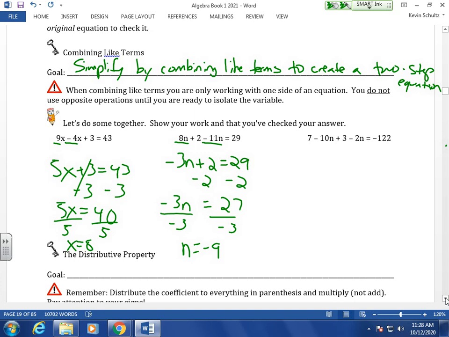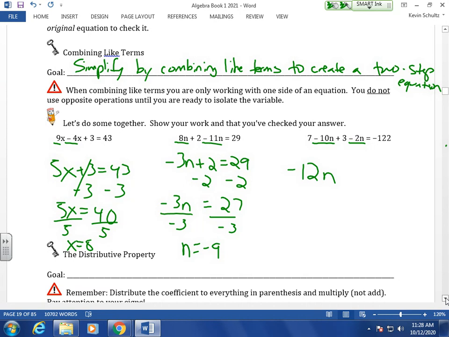Last one. Give me something we can combine. The negative 10n and the negative 2n. Yes, those signs do stick with them. And what do we get? Negative 10 minus 2. Negative 12n.